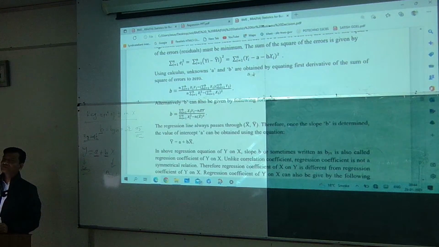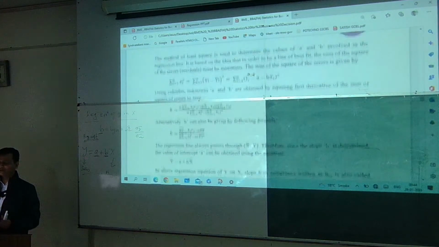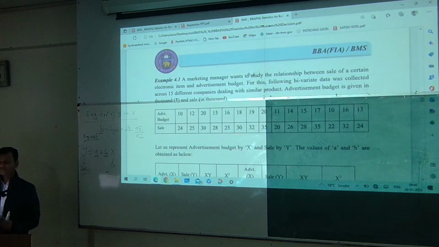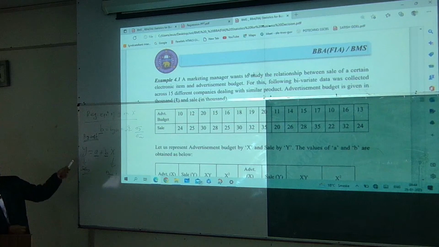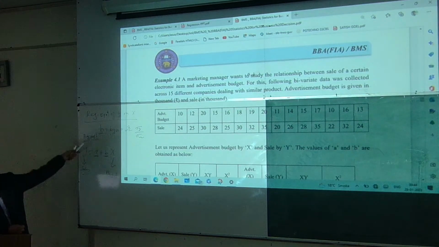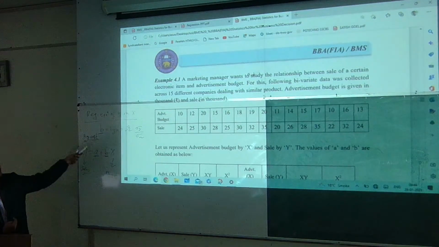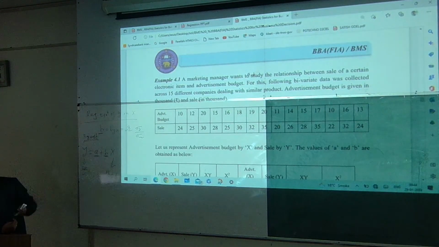Further, when you have to estimate, suppose I have to predict for this example. If I have to estimate what the sales would be if the budget is 50, you can see you don't have a budget value equal to 50. You have budgets 10, 12, 20, 15, 16 and so on. But if the budget is 50, then what would the sales be? How would you find it?